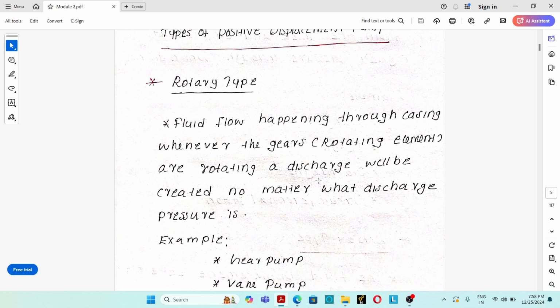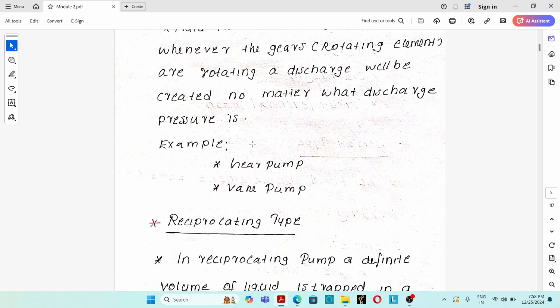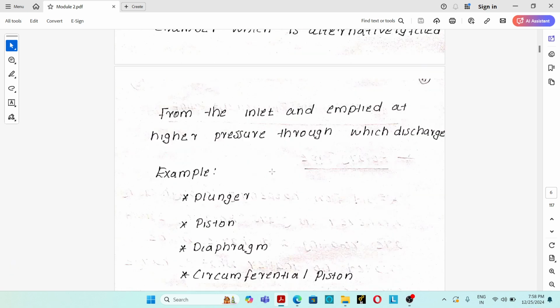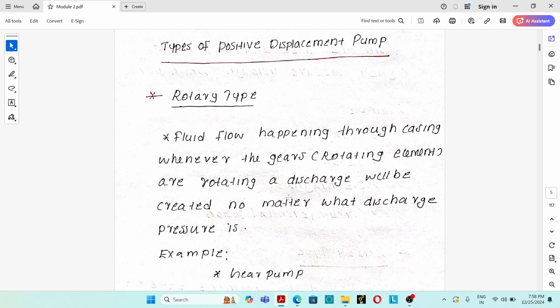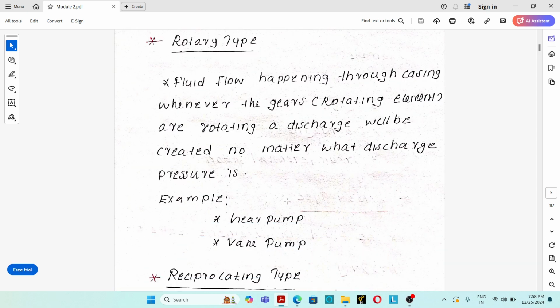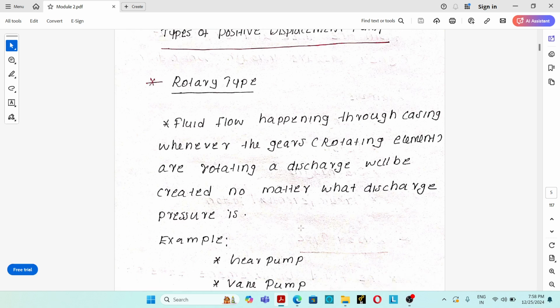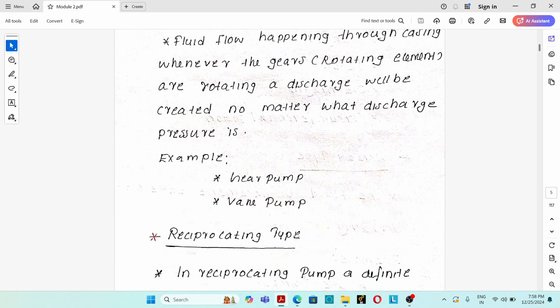What are the types of positive displacement pump? Positive displacement pumps are classified into rotary type, reciprocating type, and linear type. This classification is based upon the motion of the pumping element. In rotary type positive displacement pump, the pumping element is rotated. For example, gear pump, vane pump. In gear pump and vane pump, the pumping element is rotated when the pump is working.